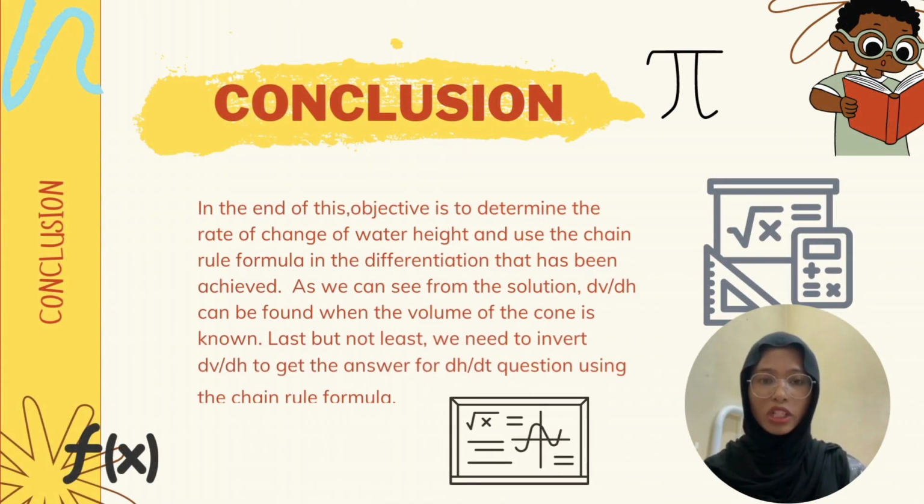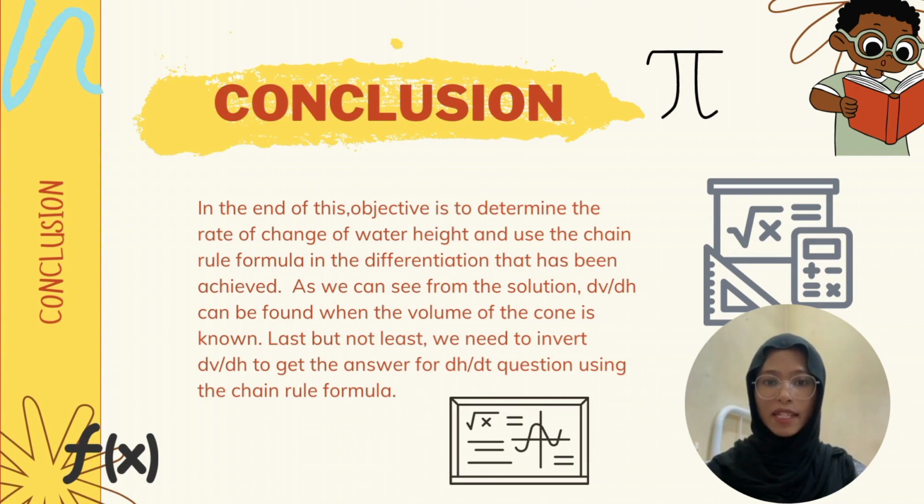The objective to determine the rate of change of the water height using the chain rule formula in differentiation has been achieved. As we can see from the solution, dV per dH can be found when the volume of the cone is known. Last but not least, we need to invert dV per dH to get the answer for dH per dt using the chain rule formula.